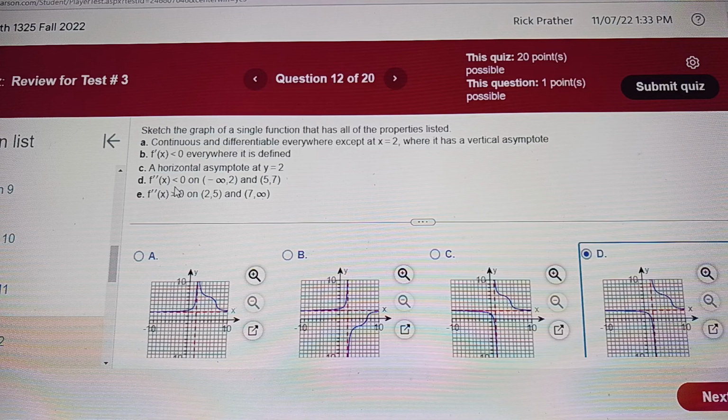The second derivative is less than 0 between negative infinity and 2, and 5 and 7, that's when you're concave down. So you're concave down from negative infinity till 2, and from 5 to 7, there's a little bit of a downward bend right there. It's concave up the other 2 times, from 2 to 5, and from 7 to infinity. So even though I knew the answer was D after clue B, I checked the other 3 just to make sure, and yeah, that is true for all of these, also true on graph D.